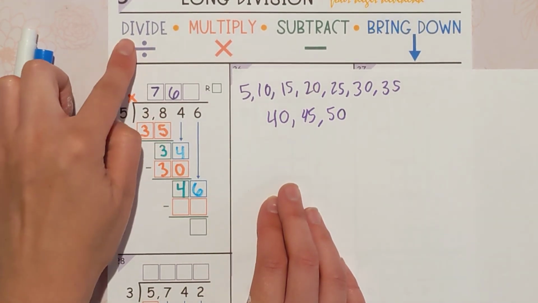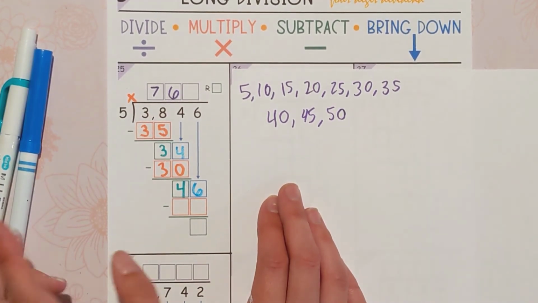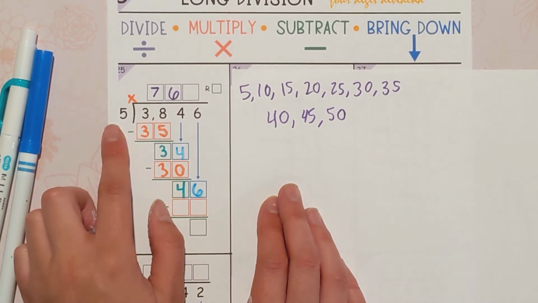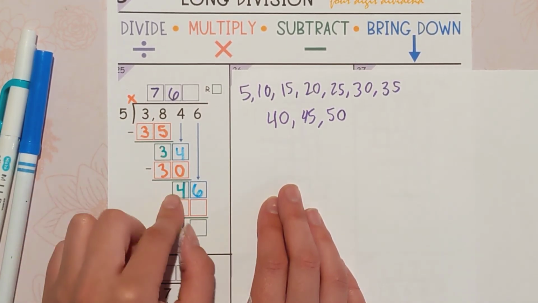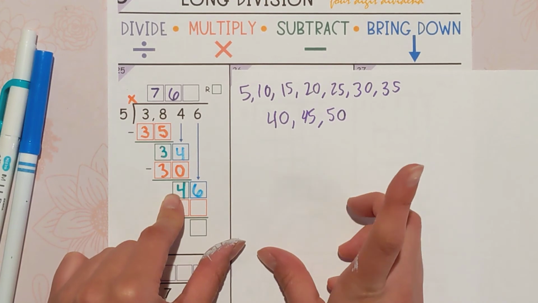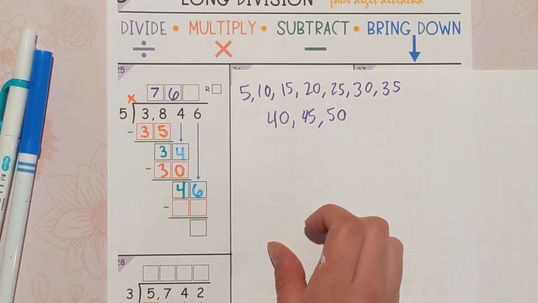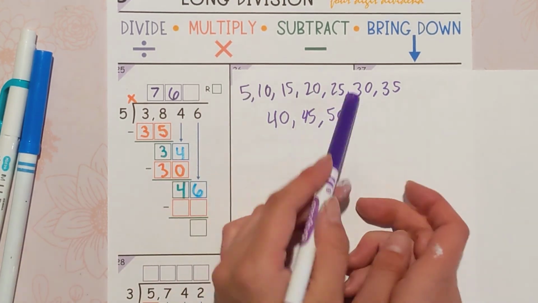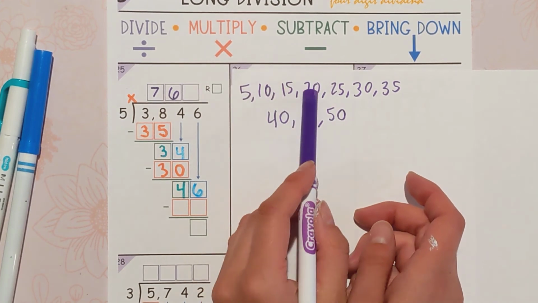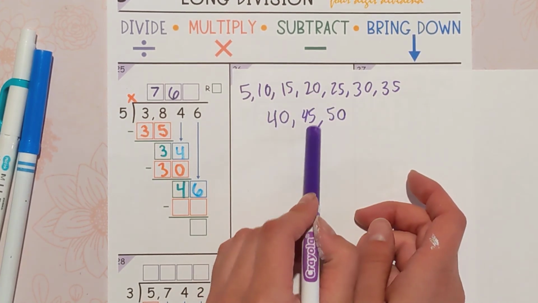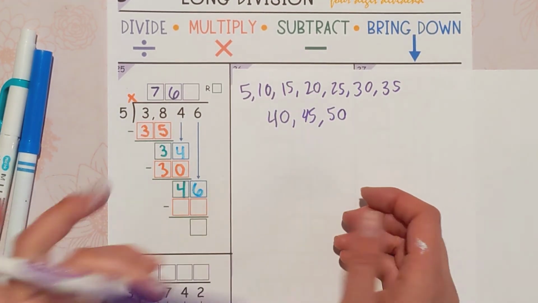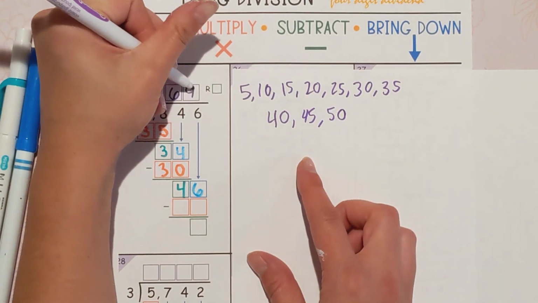All right, what is our next step? It is divide. What numbers are we dividing? We're doing 46 divided by 5. So how many 5s can fit into 46 before you go over? In this case, it can fit in 9 times. 1, 2, 3, 4, 5, 6, 7, 8, 9. Where does the 9 go? Yes, it goes on the top.